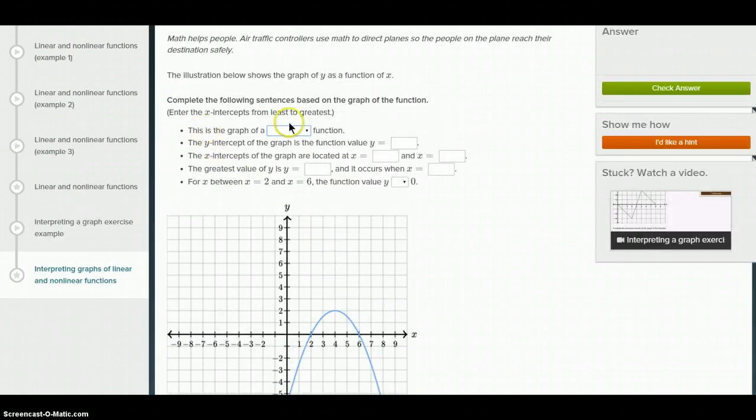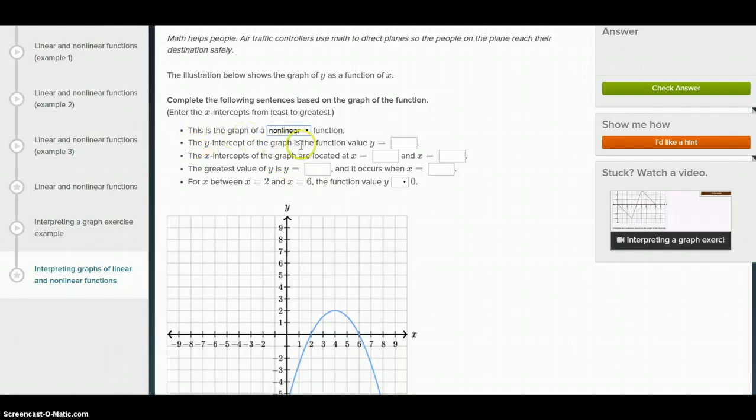Alright, so this is a graph. Now a parabola is not linear, because that would be a straight line with a slope. That would be the y equals mx format. And it's not constant. A constant would be something like y equals 5 or x equals negative 2. Something without a slope that's just a straight line up or down or across. So this is a nonlinear function.